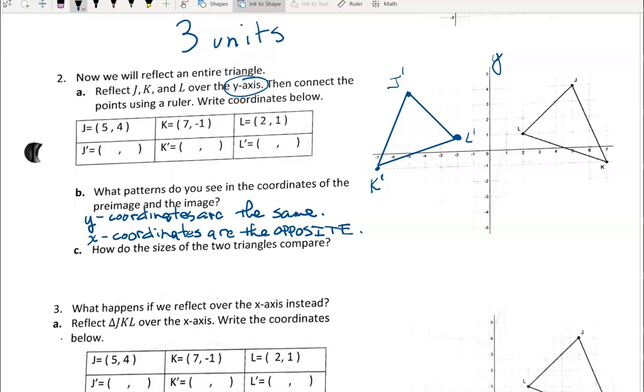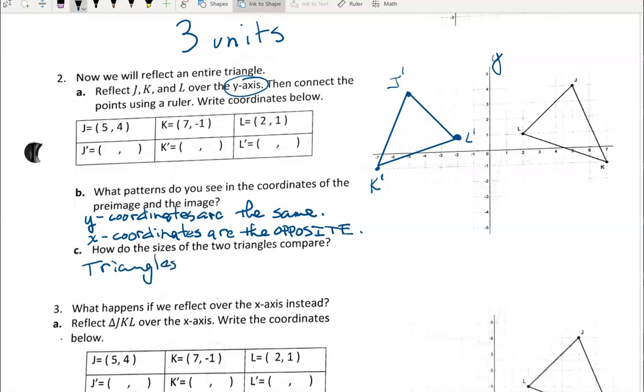Okay? Because in this case, all of our original points were positive x's, and now they're negative. But if it happened to be a negative one and it was reflected over the y-axis, then it would be positive. So I like to say the opposite. All right, how do the sizes of the two triangles compare? Well, the triangles are exactly the same.